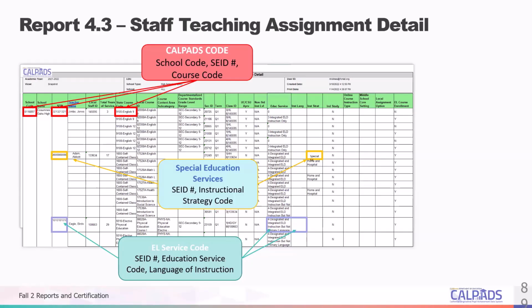And then your EL exceptions, again, we're using that staff member seed, comparing it to the authorizations on record with the CTC, and then the education service code. If the education service code is 1, primary language of instruction, we're going to additionally look at the instruction language to make sure that that primary language of instruction, the staff member is authorized to provide or to teach in.